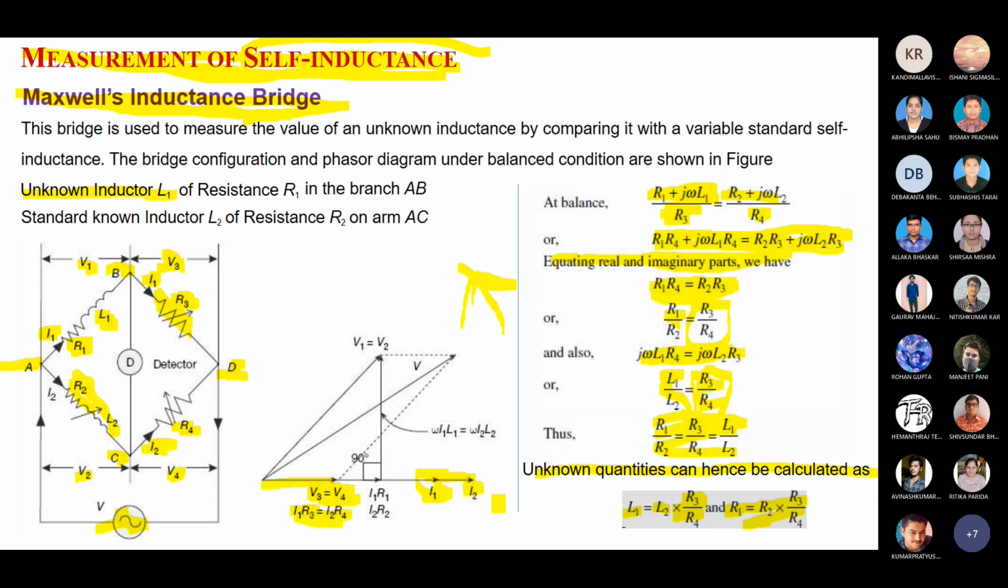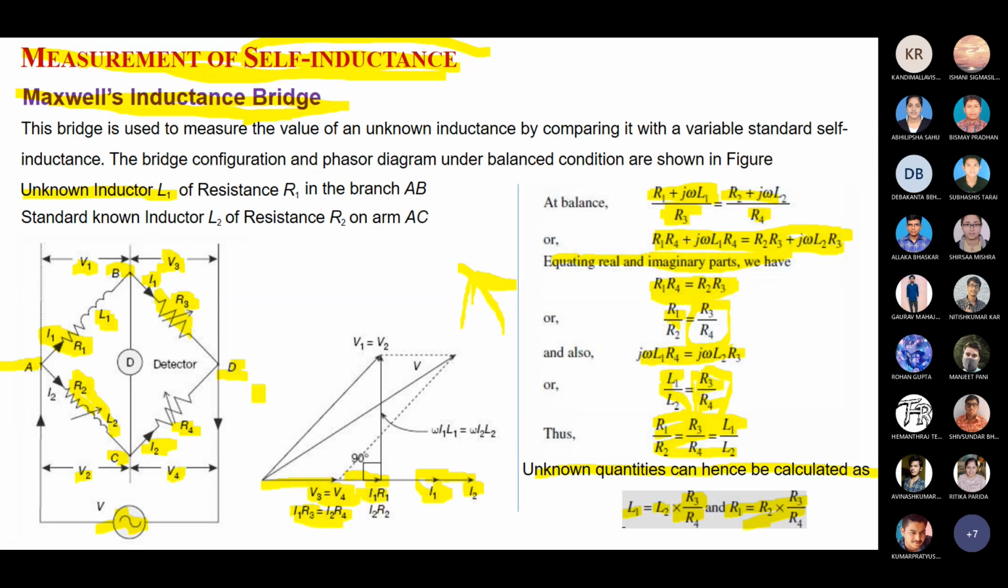Now you have to draw the current, and now you have to draw the value of V1. The same current I1 is flowing through R1 and L1. So there will be no phase difference between I1 and R1, basically a multiplication of I1 R1. So you can extend that value up to I1 R1. Okay, that is your I1 R1.